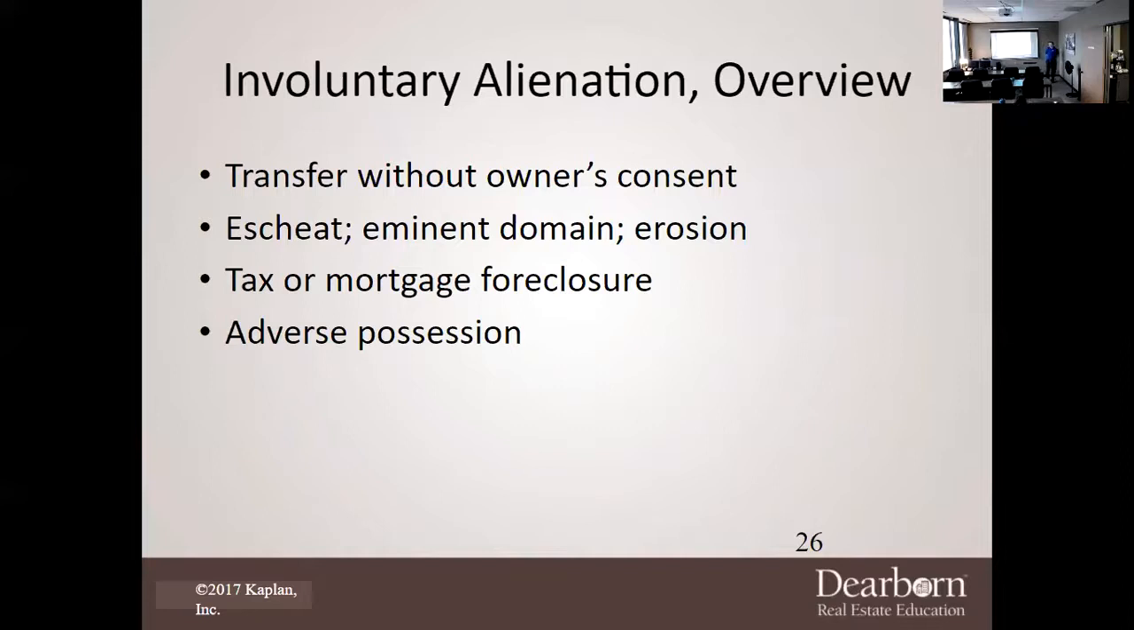What is involuntary alienation? Put it simple. You ready? Here we go. It's involuntary alienation.